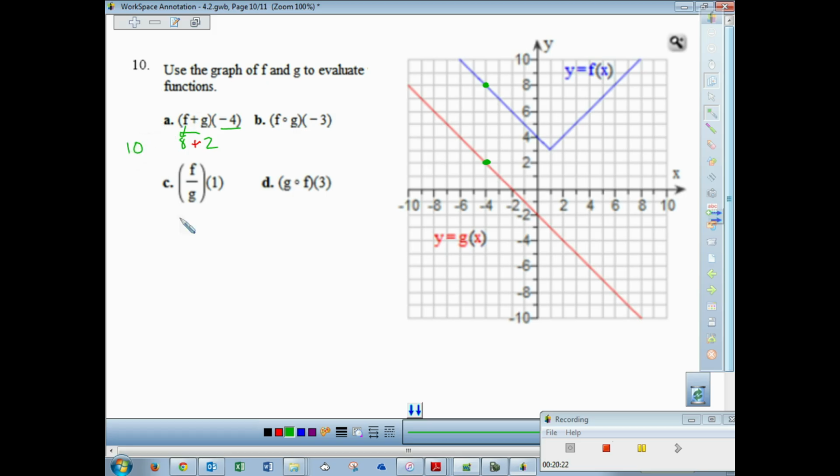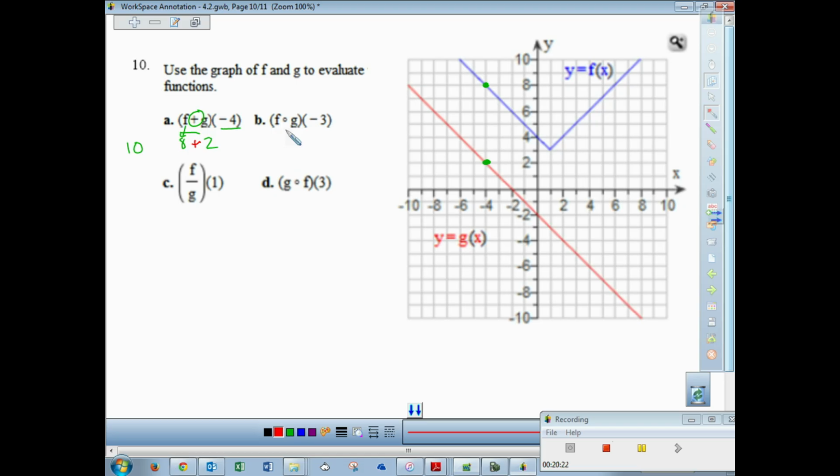Now I want to slow down and realize what I did. I just did each one individually. I figured out f of -4, and I figured out g of -4, and I did the operation. When they give you operations, you just treat them separately every time. Cool?